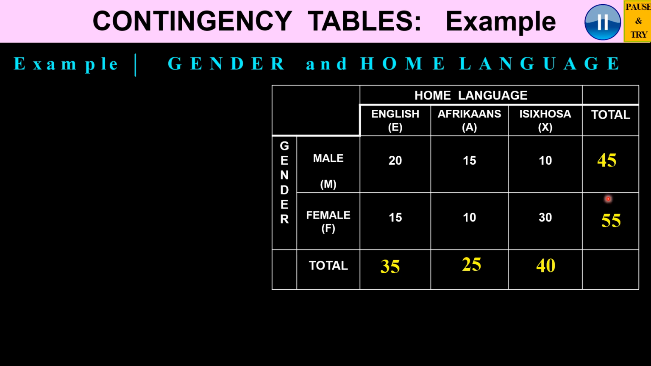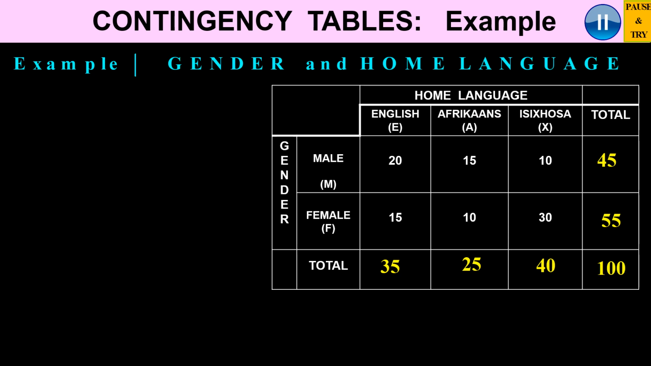And then we can cross-check. If I add this total here, right, it must give me exactly the same if I find the total horizontally. And if we do check that, we see the total there is 100, right? I've just used some cosmetic numbers to make the calculations a little bit easier. So 35 plus 25 plus 40, that gives me 100. 45 plus 55 is 100. So there I've completed my table. As you can see, there were 2 variables, and each variable had subcategories. So for gender, I had male, female, and for home language, I had English, Afrikaans, and isiXhosa, right?